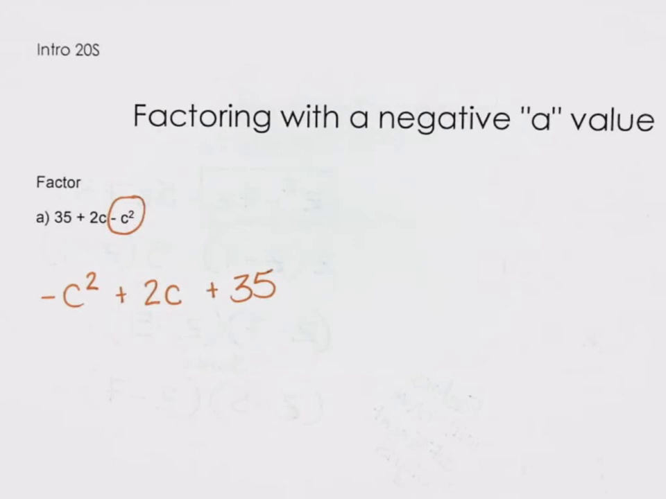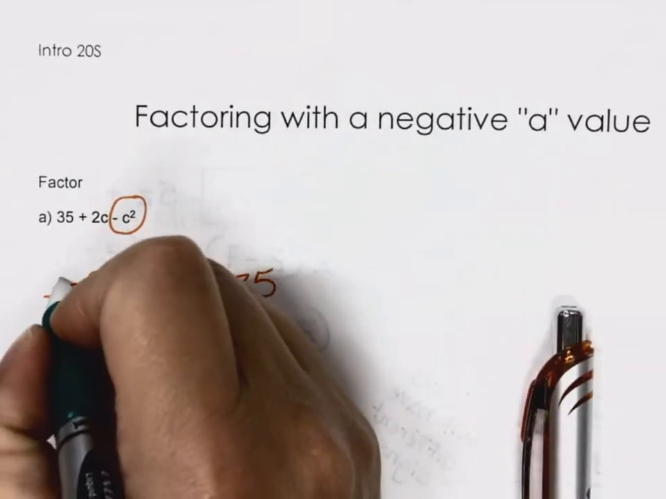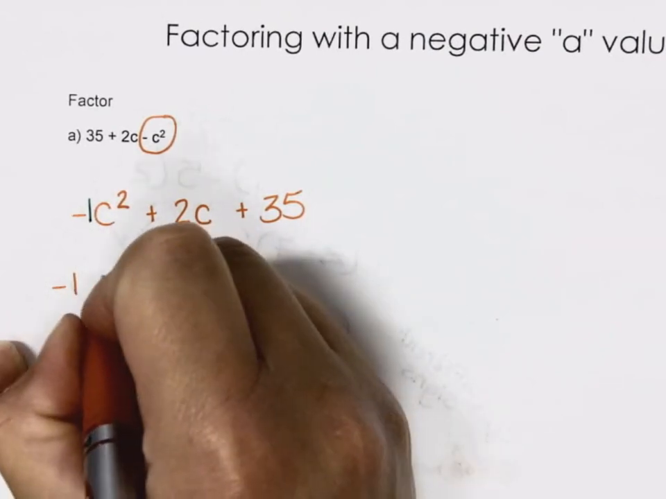Okay, so there's a negative in front of there. So the easiest thing to do is common factor out a negative 1. So what's that going to do to all the signs in that trinomial if I take out a negative? Well, let's try it. So this is like saying there's a negative 1 here, right? Everybody agree with that?